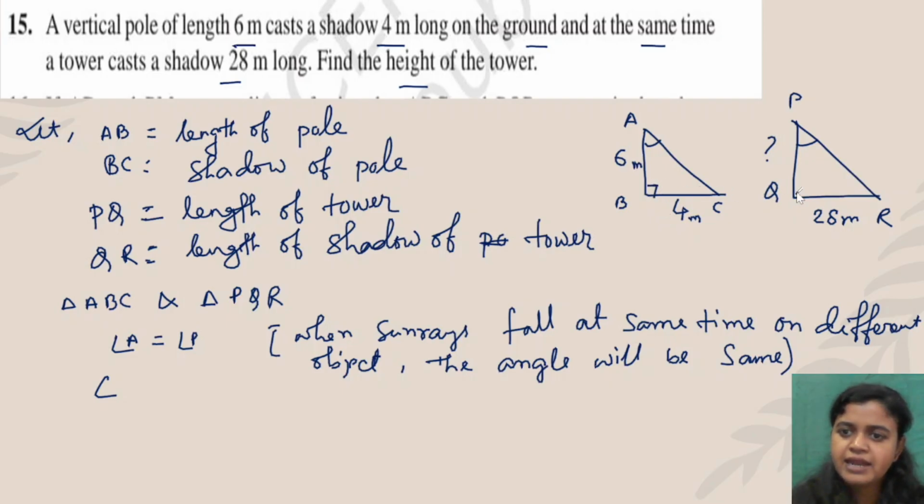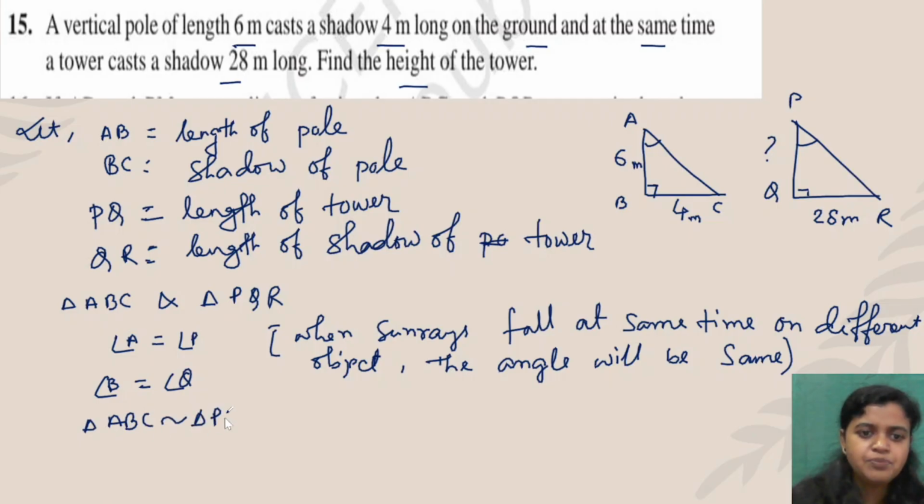this is a vertical pole, so angle B and angle Q are 90 degrees. So you can write angle B equals angle Q. So by the angle property, we can say triangle ABC is similar to triangle PQR by the AA rule.